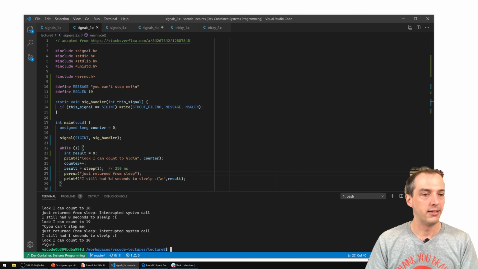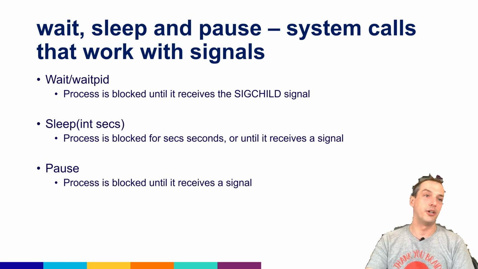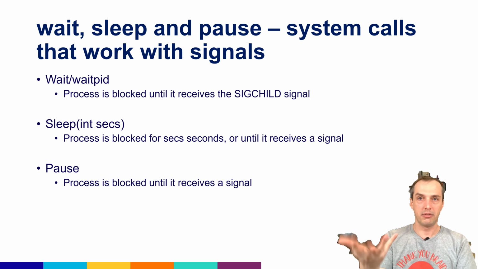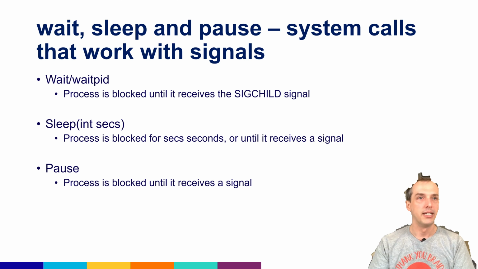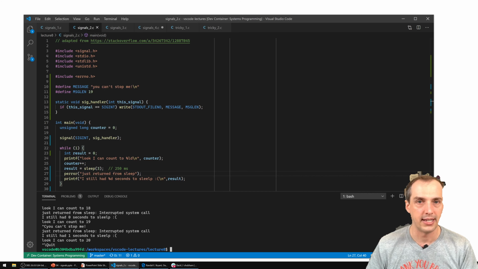Let's kill this for now. Okay, so pause blocks us until we receive any signal. So that's kind of like sleep infinity. Wait puts us to sleep until we get our child signal. And that's about all I had on the slides.